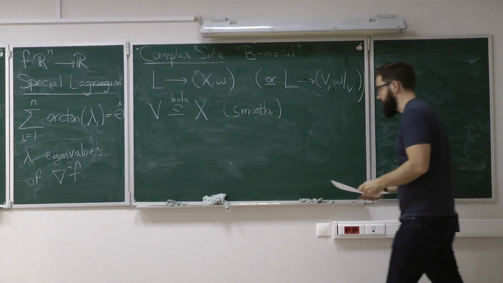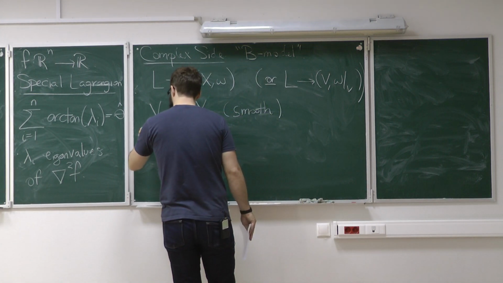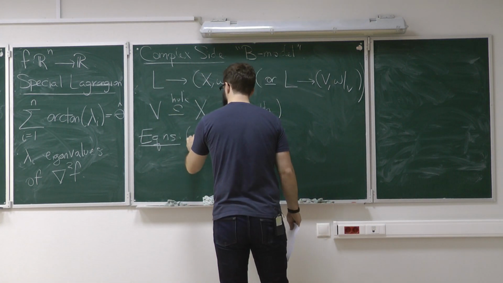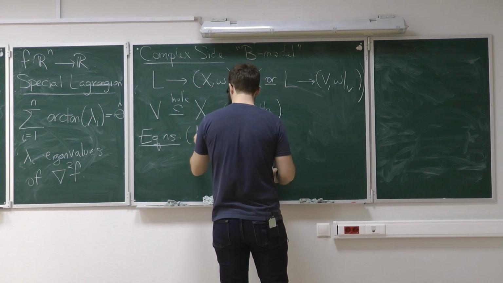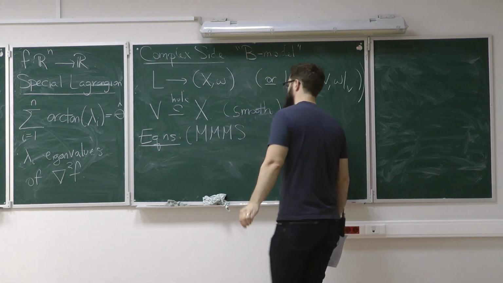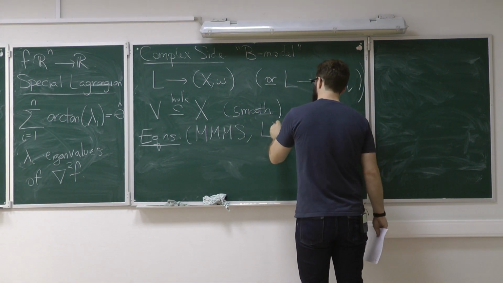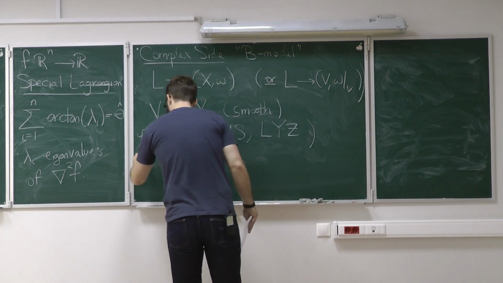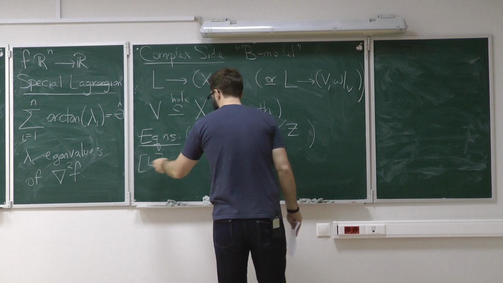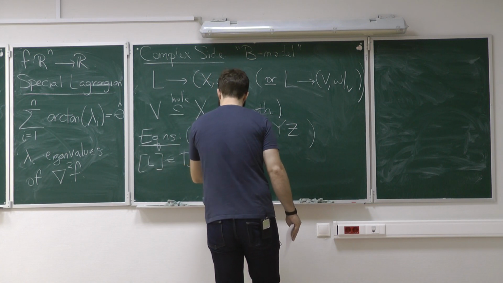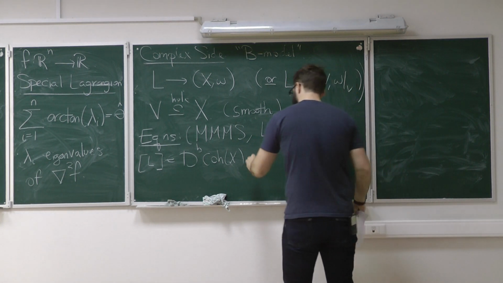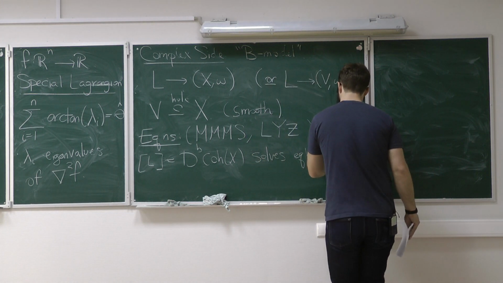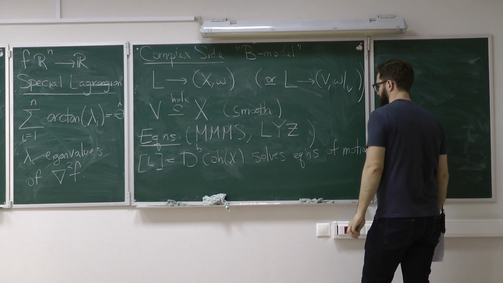Okay, so in this case, the equations of motion were computed independently by two different groups. The first group is a group of physicists, Marino, Minasian, Moore, and Strominger. And the second group is Leung, Yau, and Zaslow. And the result is the following. So an element L, a class of a line bundle in this derived category, solves the equations of motion if the following is true.